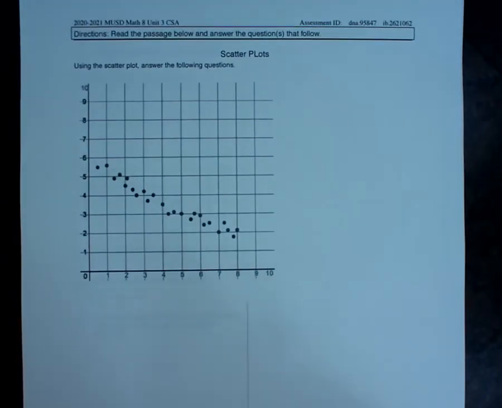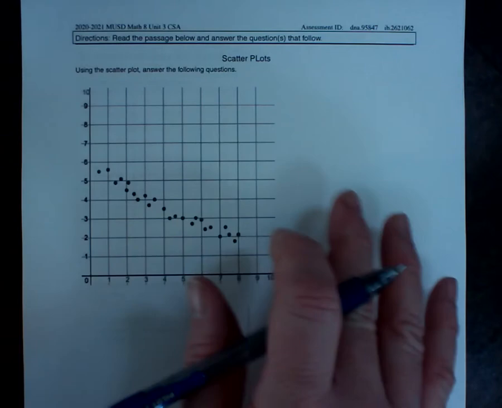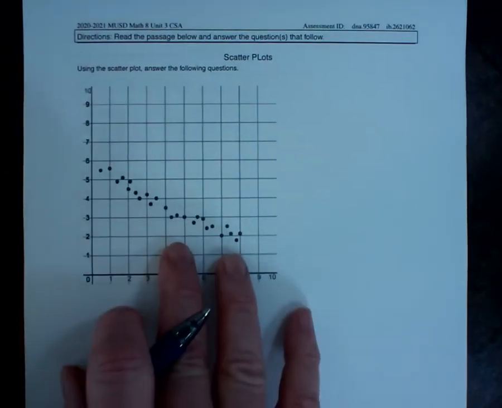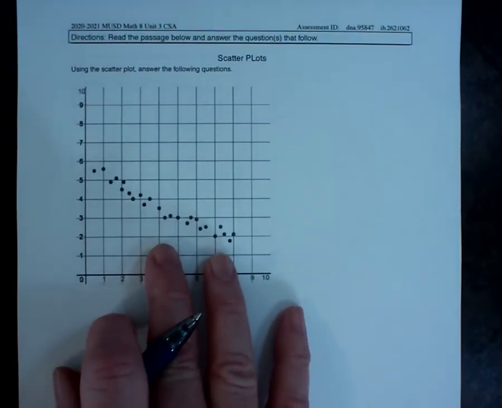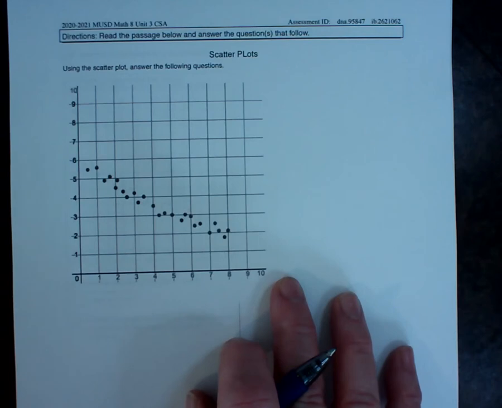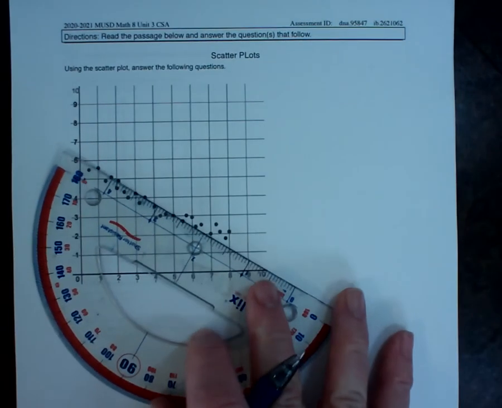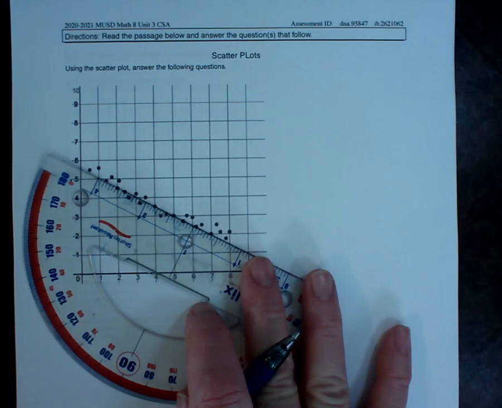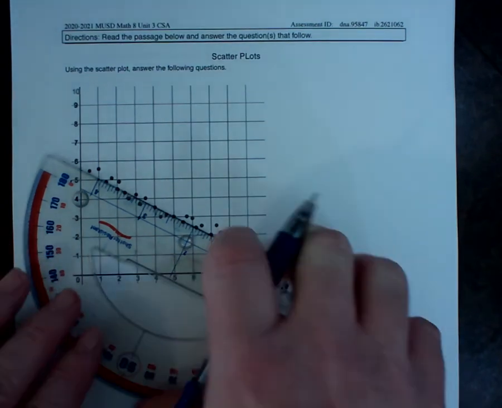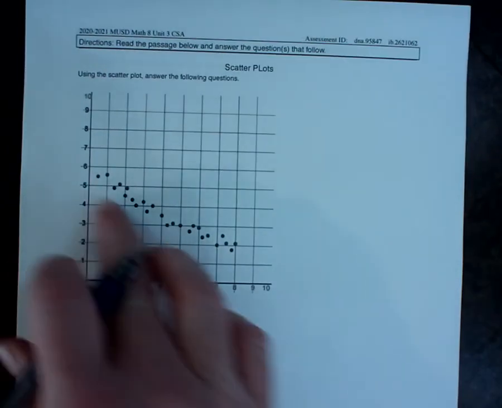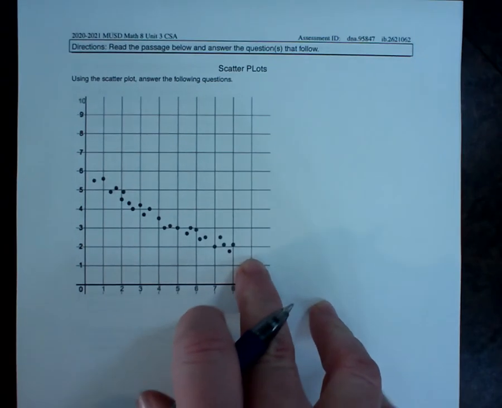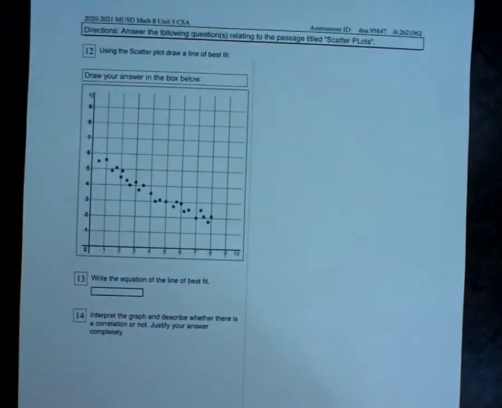All right, this was the easiest problem on the test. It had this scatter plot. You just had to do a couple things. Draw the line of best fit. That's super easy. You're just going to line up as best as you can the dots, and you just want to draw a straight line through the dots. Then it asks you to write the equation of that line and if there's correlation. So let's take a look at that.